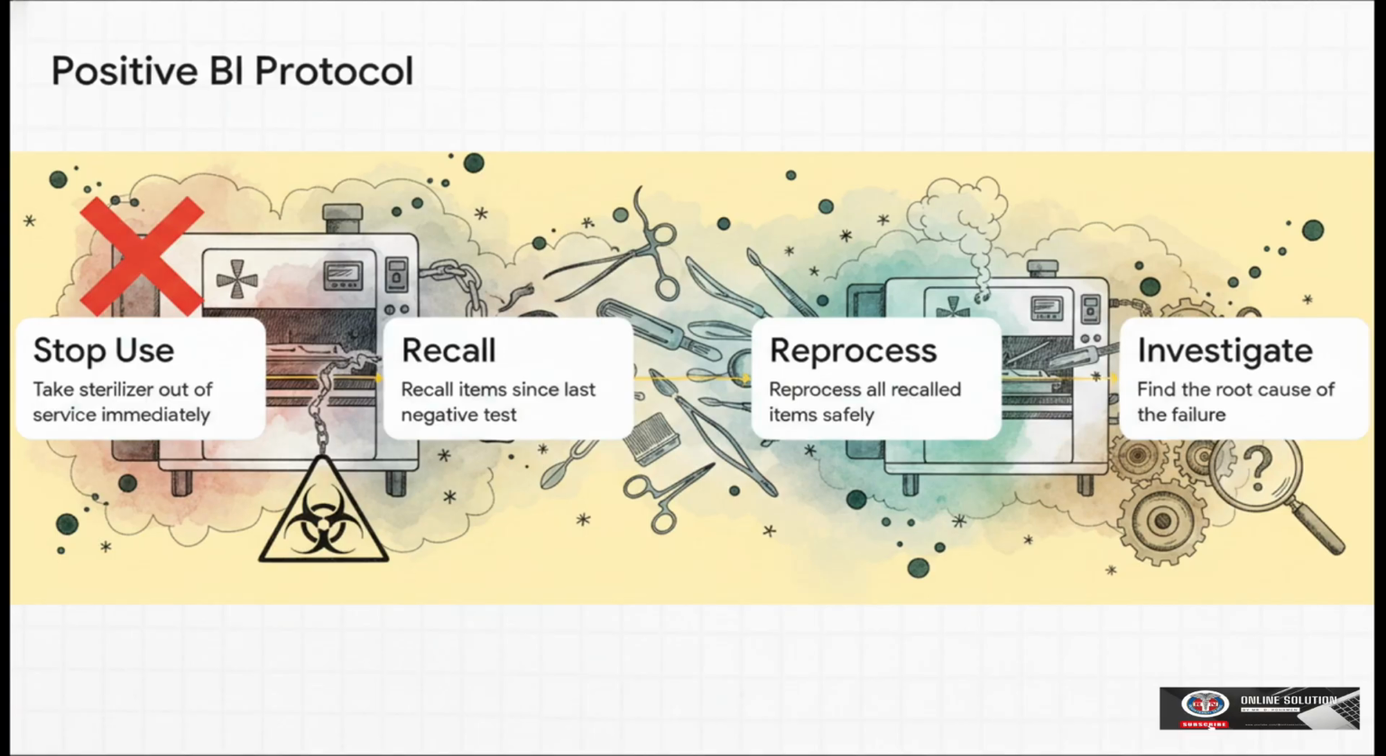Stop using it. Step 2, recall every single item processed since your last known negative biological indicator. Step 3, reprocess all that recalled gear through a machine you know works. And Step 4, investigate. Even if your mechanical gauges and chemical tape looked totally fine and you think it's just a fluke, you've got to find out what went wrong before that machine ever touches another surgical load.